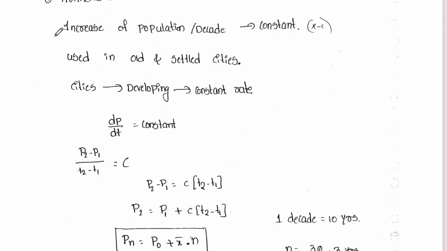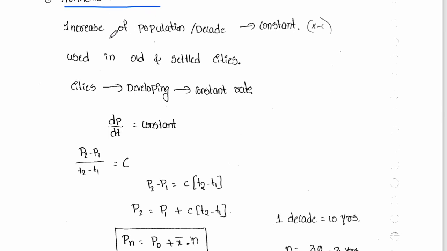Today we are going to see a topic in environmental engineering: forecasting population demand. The method we can use to find the population forecast is the arithmetic rate method.